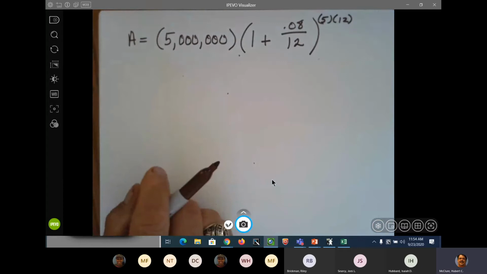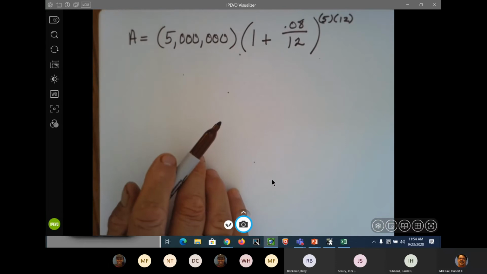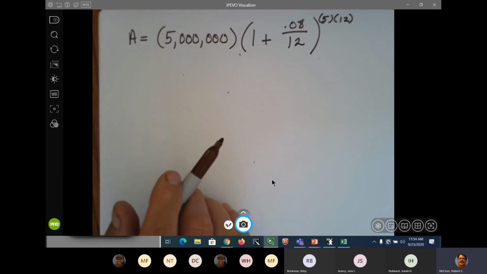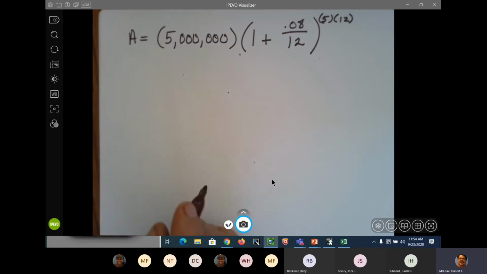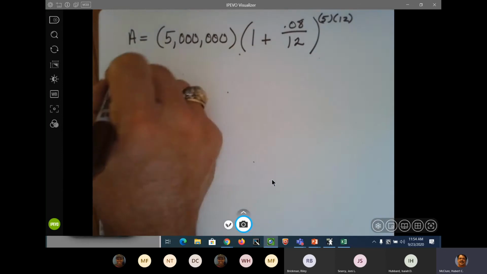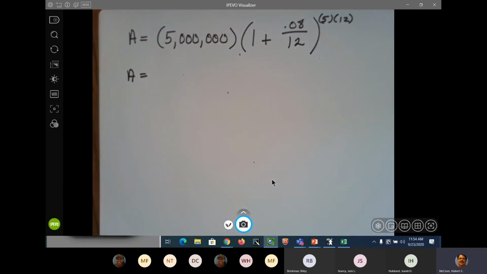And the first thing somebody's going to say is, well, I want to pay some bills off. With $5 million sitting in the bank, you can ask the bank for a short-term loan to pay your bills off. They will be glad to give you a short-term loan to pay your bills off. Anyway, A is equal to, so let's do it. Let's pull up our handy-dandy calculator.